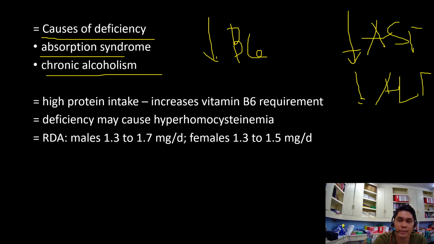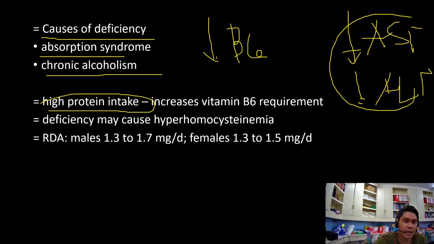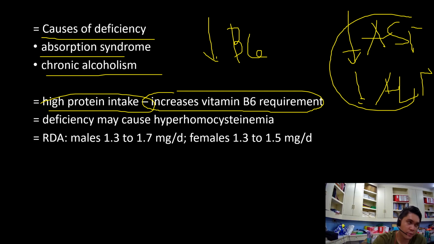Okay? So remember, these transaminases are important in the metabolism of amino acids. So if there's high protein intake, it increases vitamin B6 requirement because you have a lot of proteins that contain amino acids. Then those amino acids should be metabolized. Okay. Next, deficiency may cause hyperhomocystinemia because B6 is important in the metabolism of cysteine. So if there's a problem with cysteine metabolism, it will lead to accumulation of homocysteine.